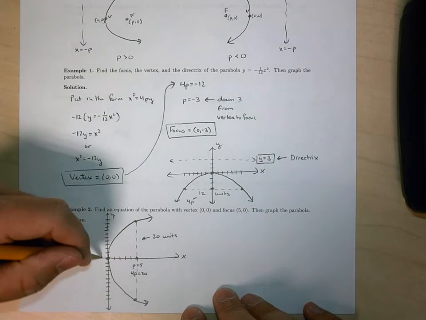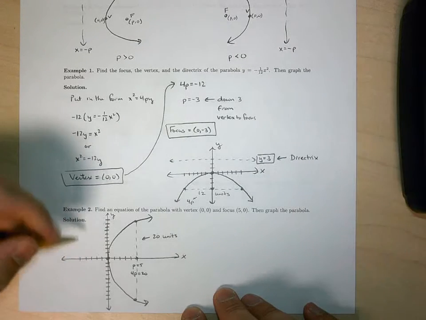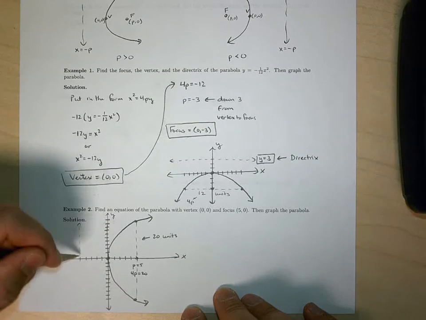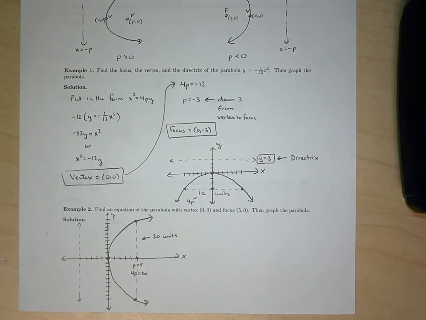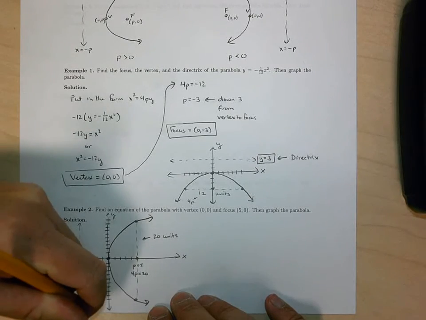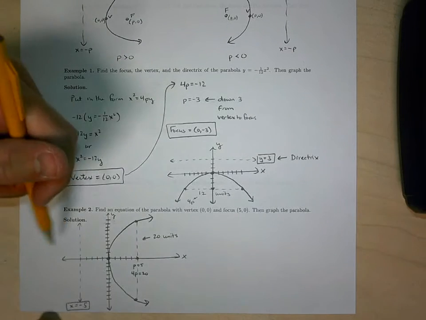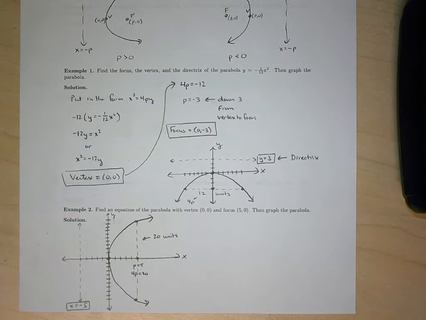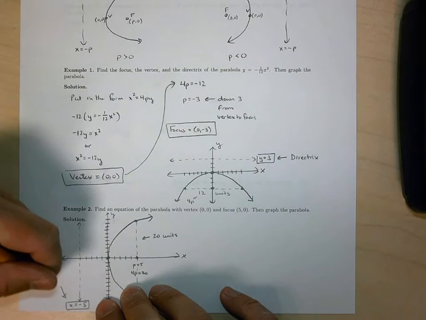Well, if the distance between the focus and the vertex is 5, then so is the distance between the directrix and the vertex. So I'll go left by 5 to get to the directrix, which is then x = -5. This line has to be vertical. If it were horizontal, it would run into the parabola. The parabola is supposed to open away from the directrix. So again, this thing is the directrix.